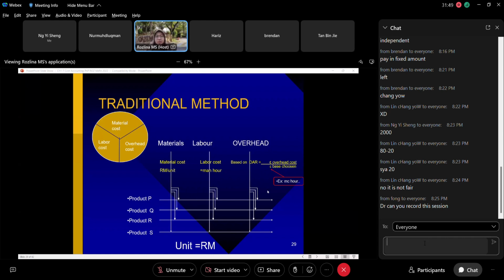Kan, material plus labor plus overhead, in RM. Otherwise, cannot lah. Kalau ni per unit, per man hour, per apa, no, cannot. Okay, same as this one, overhead. You have to make sure the value must be in RM.